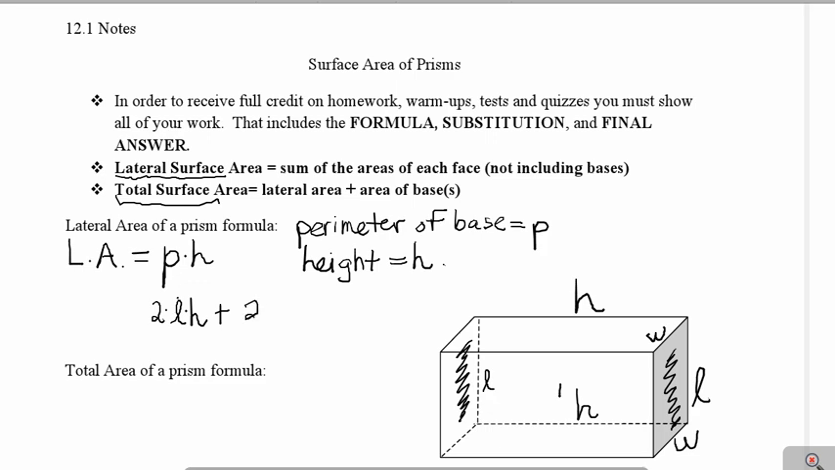So since there are two of those, I'm going to multiply it by 2 and then multiply the height times the width. So that would give me the lateral area of this prism. Notice that I can take out a greatest common factor of h. And then I'm left with 2 times the length plus 2 times the width. Notice 2 times the length plus 2 times the width, that's equal to the perimeter of the base times the height of our figure. So that's where this formula comes from.